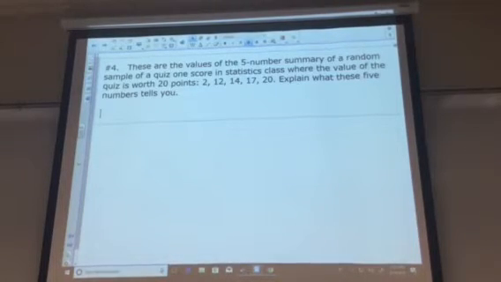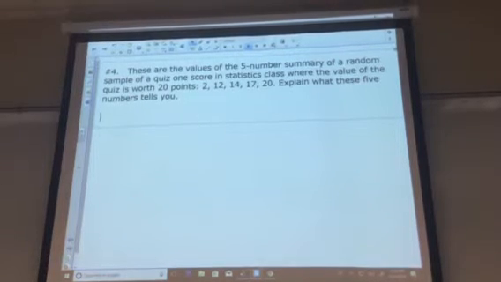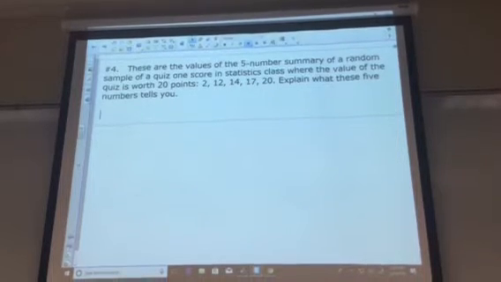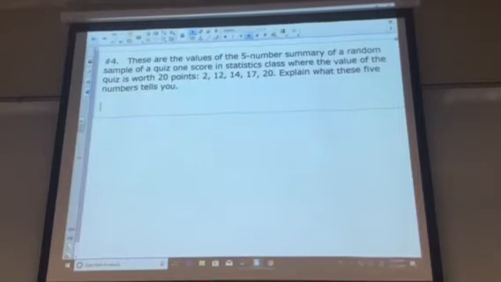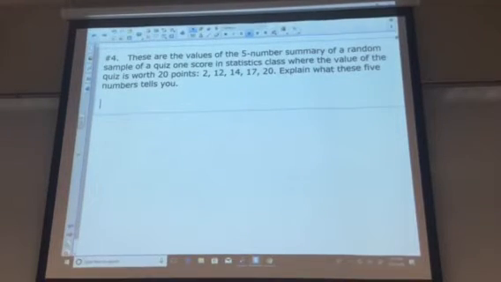that identifies the number of people or the type of scores that were observed. These are the values of the 5-number summary of a random sample of Quiz 1 scores in the statistics class.